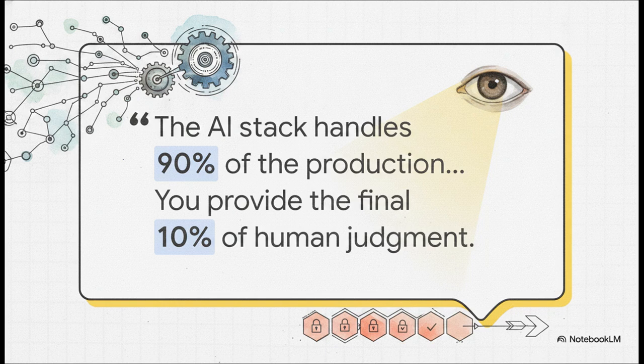Now, what's really interesting here is how we frame governance. We have to design it not as a roadblock, but as a critical failsafe. I absolutely love this quote, the 90-10 rule. The AI stack handles 90% of the production. You provide the final 10% of elite human judgment.